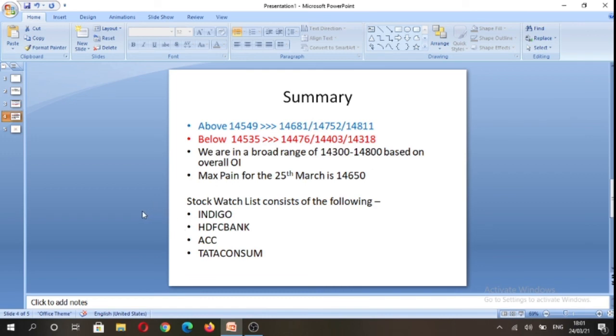And our stock watch list comprises of Indigo, HDFC Bank, ACC and Tata Consumer Products. So these stocks are inside candles on the daily time frames. So whenever inside candles are formed, there's an equilibrium between both the buyers and the sellers. So we'll look for breakout or breakdown either side of the range to establish a position in these stocks.